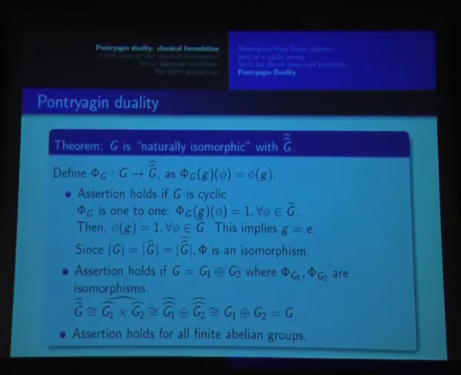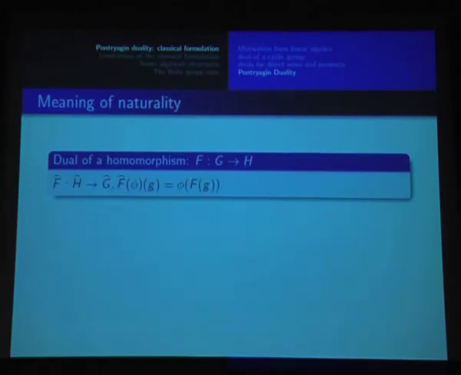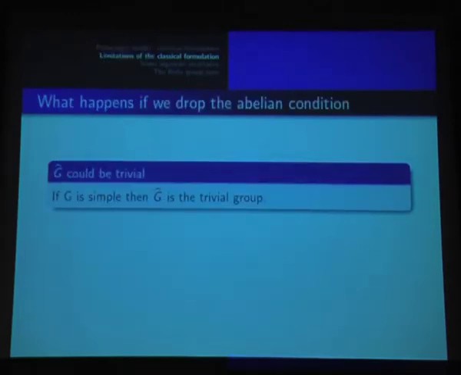And then of course, we want to ask, so far it was only for abelian groups. What happens if we drop the abelian condition? The first thing is that this set G hat could be trivial, meaning it could be a trivial group. If G is simple and not abelian, then there cannot be any non-trivial homomorphism into the complex numbers. So, G hat is the trivial group.